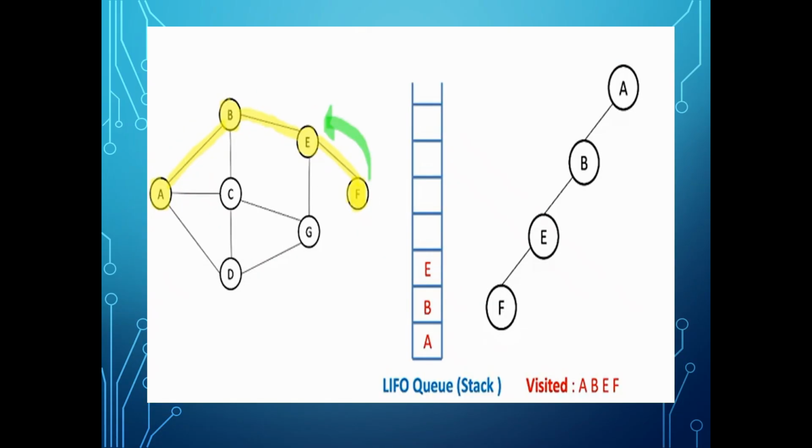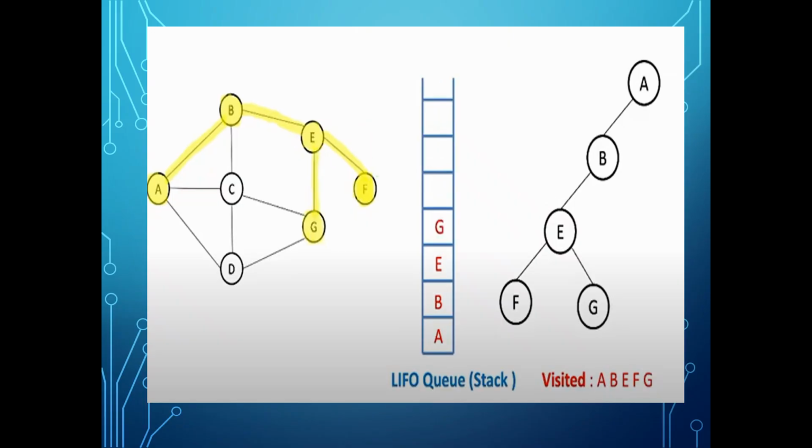F is not a solution, so you have to backtrack to E and then expand the next neighboring node of E, which is G. G is our solution node. So this is the DFS order for our problem.